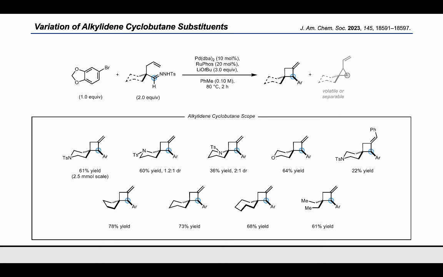When we used a cyclopentane-derived hydrazone, we now see greater reaction efficiency, presumably due to the higher temperature allowing for cyclization in ring systems with higher strain. We found that 6- and 7-membered rings could also be coupled in good yields, as well as diethyl substituents being tolerated in moderate yield at 61% isolated yield.